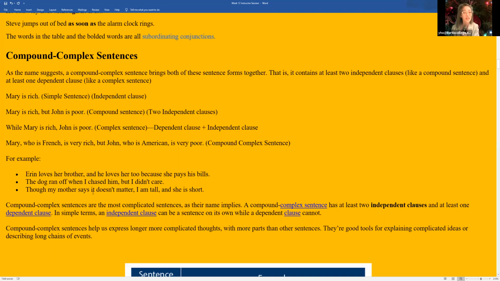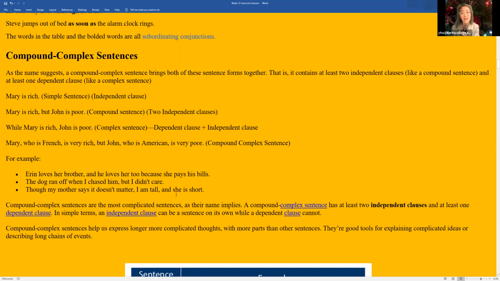Though my mother says it doesn't matter, I am tall and she is short. And so here you have a dependent clause. Though my mother says it doesn't matter, that whole thing is a dependent clause. Then I am tall and she is short, that's the compound sentence. So when you add the whole thing together, that's about the longest you can have in English.